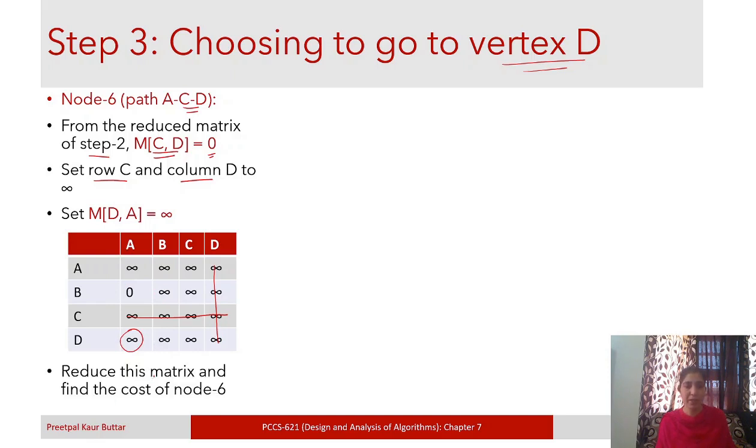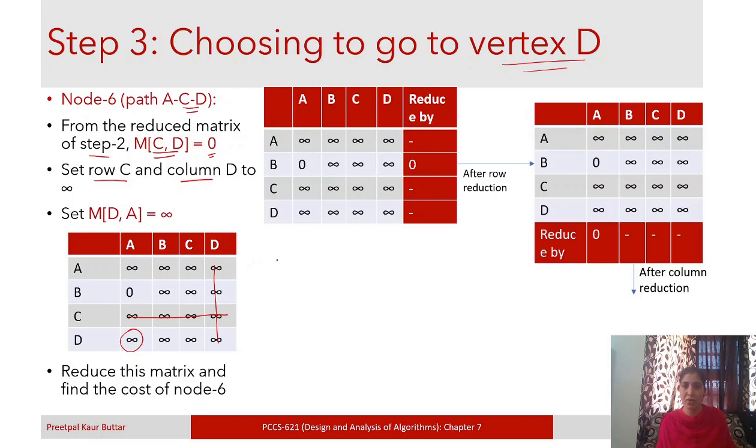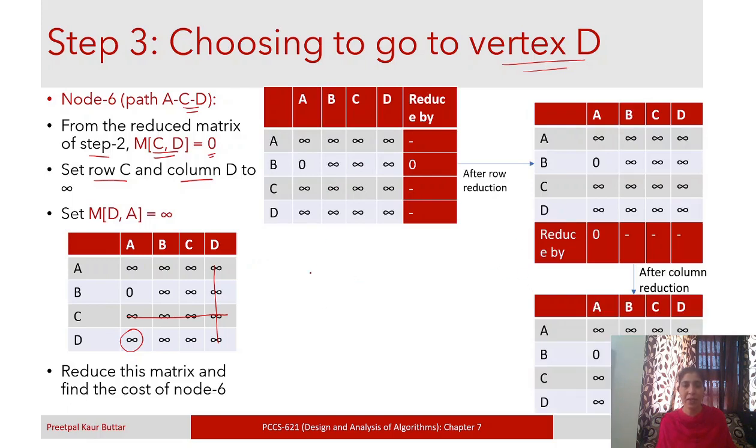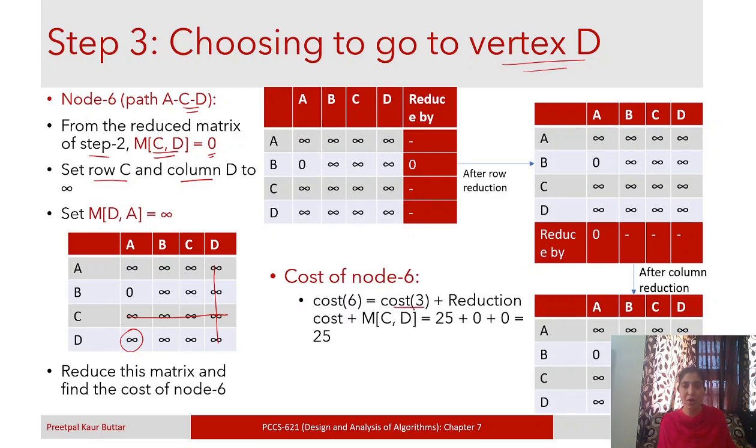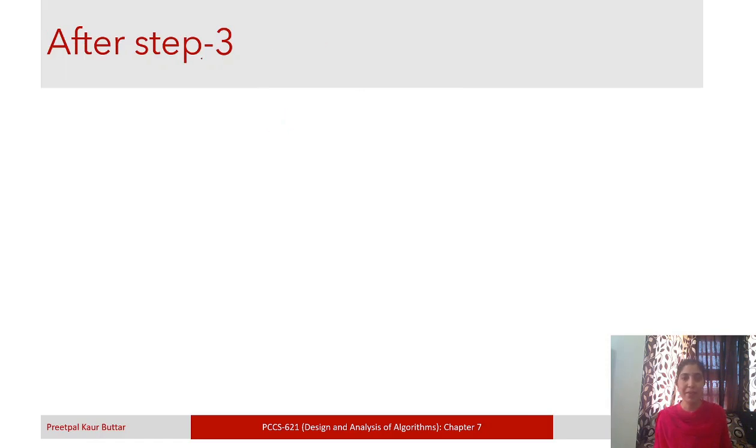Now we reduce this matrix to get the cost of node 6, but you can note here that there is no value by which we can reduce this matrix. This matrix is already reduced, right? So no change, right? Now let us see what is the cost of this node 6. Cost of node 6 is cost of node 3 plus the reduction cost plus the value of M C comma D. So the cost of node 3 is 25, reduction cost here is 0, and the cost of M C comma D is also 0. So the overall cost is 25. Okay, so we have completed step 3.